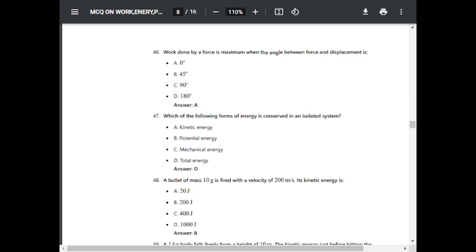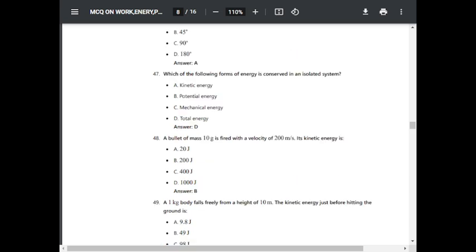Question number 48. A bullet of mass 10 g is fired with a velocity of 200 meter per second. What is its kinetic energy? Its kinetic energy is 1 by 2 m v square, which equals 200 joule. Option B is correct.